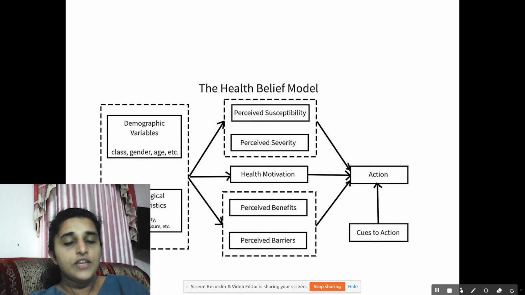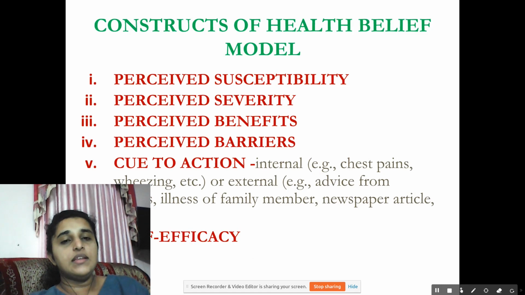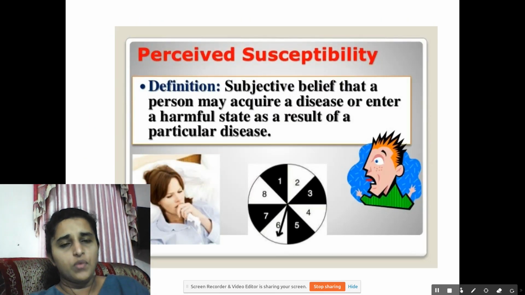So in this health belief model, from the diagram itself, you can see certain constructs. The five major constructs you can see are perceived susceptibility, perceived severity, perceived benefits, perceived barriers, cues to action, and self-efficacy. We'll see one by one.